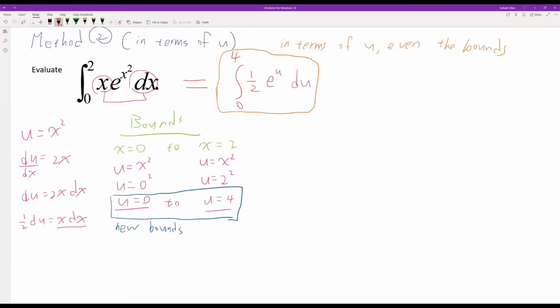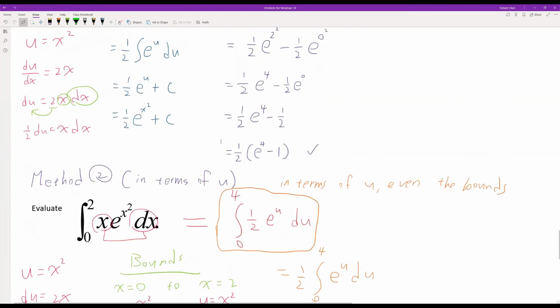Okay, so let's continue. I'm bringing out the 1/2, e to the u du. Right? And to integrate e to the u, it's itself, the same thing, e to the u. Now evaluate this from 0 to 4. Okay? So I have 1/2 times e to the 4th minus e to the 0, and we know e to the 0 is 1, so that's just 1/2 times e to the 4th minus 1. Okay, and we get the same thing as in our previous example.